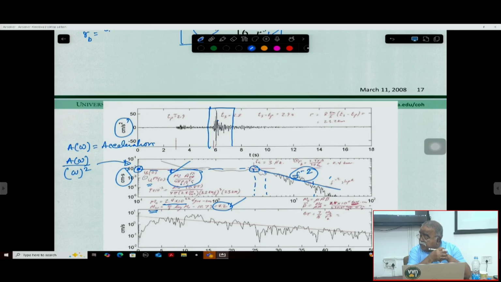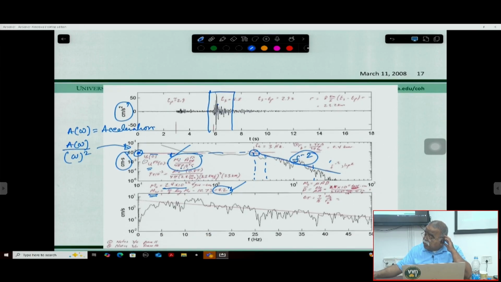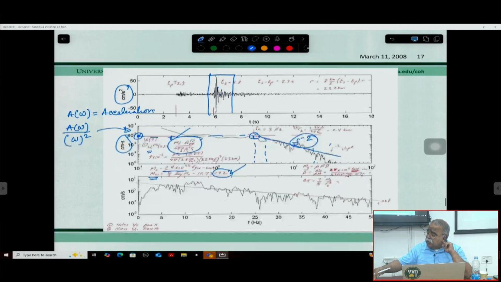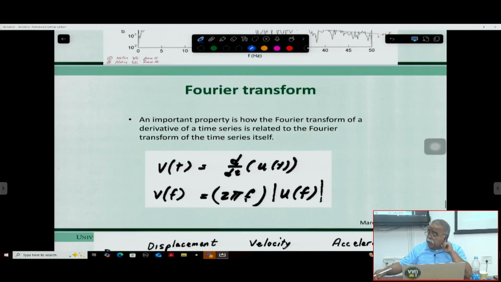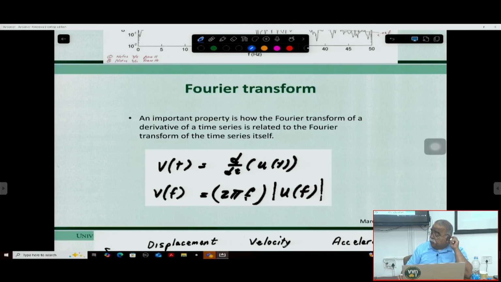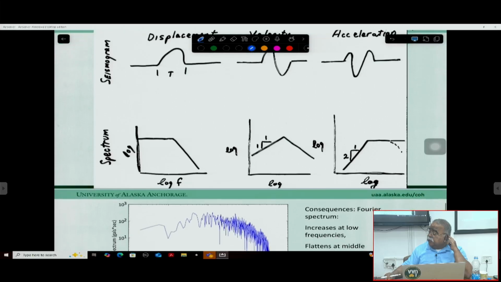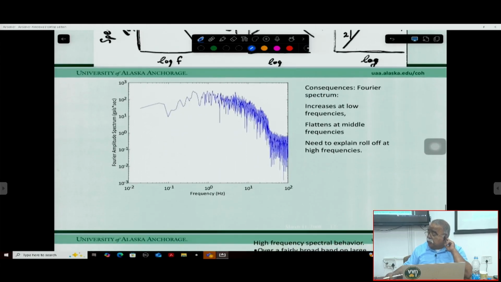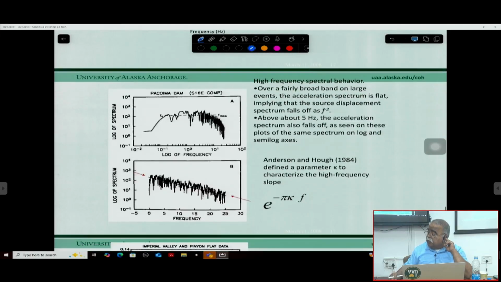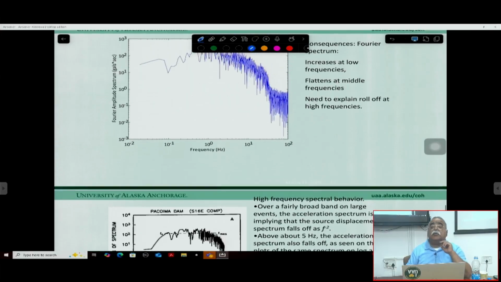So by seeing this number, we can get how much the decay is after the crossing frequency, or the cross fc value. So this is the example of computing the Fourier transform of the data. This is what you have to do.